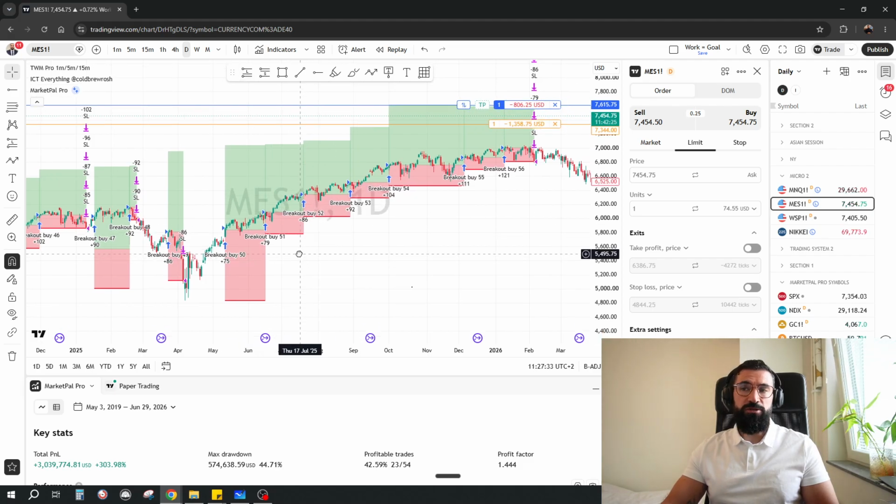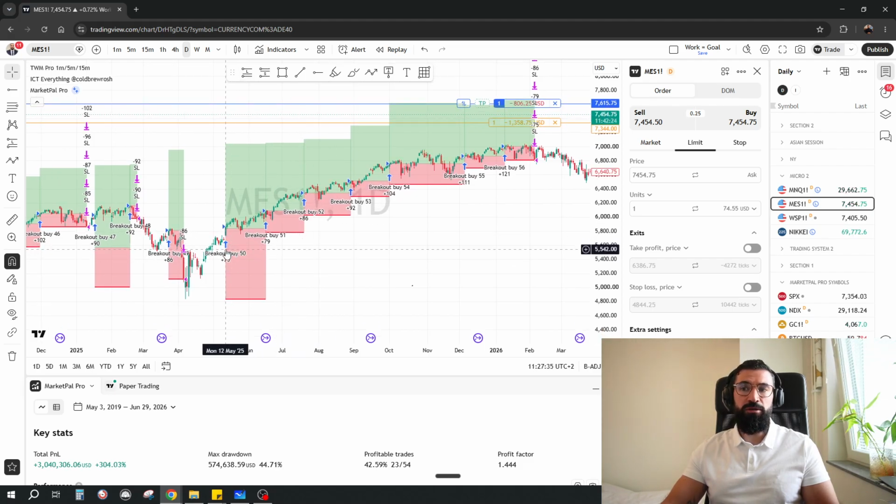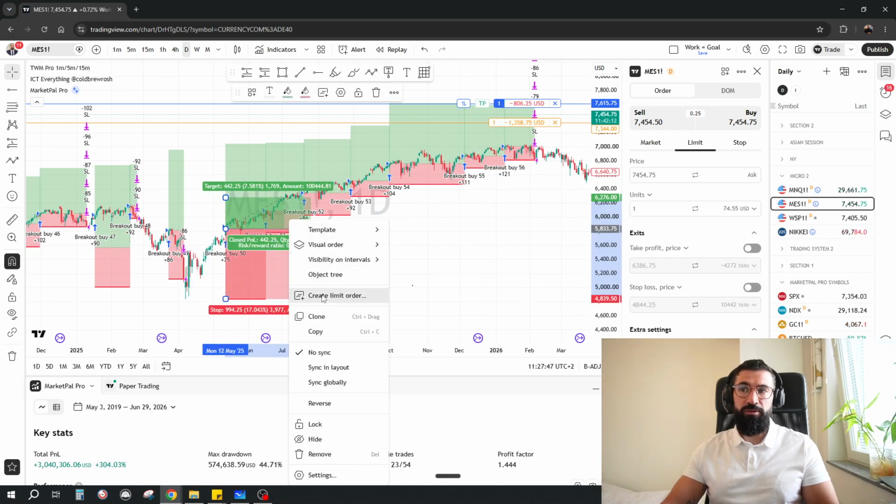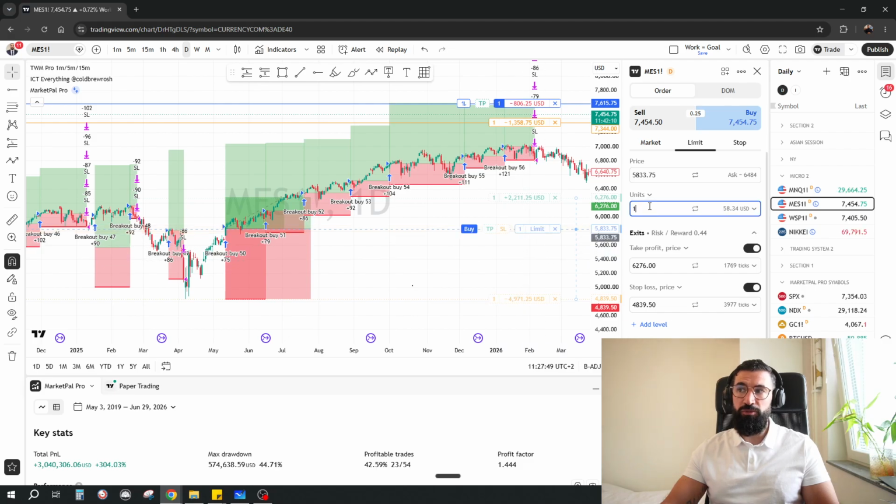So let's say you're sitting next to the market on May 12th, 2025, right? And you get a breakout buy, you get a signal to your email, and this is where you enter the trade, you put your stop loss right there, you create a limit order, and then you put one limit. Let me just, for presentation purposes, show you, because we get stopped out right there.